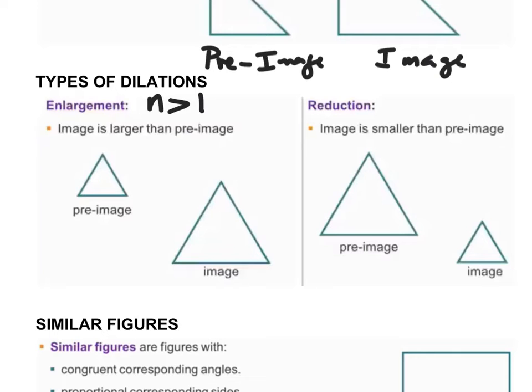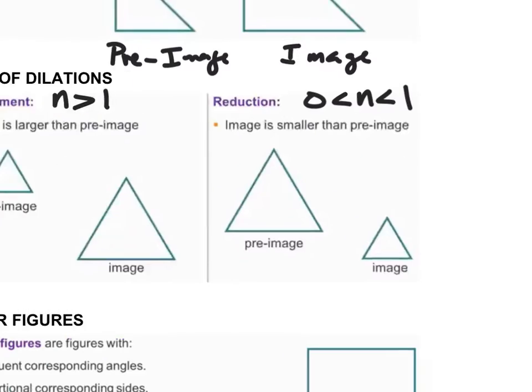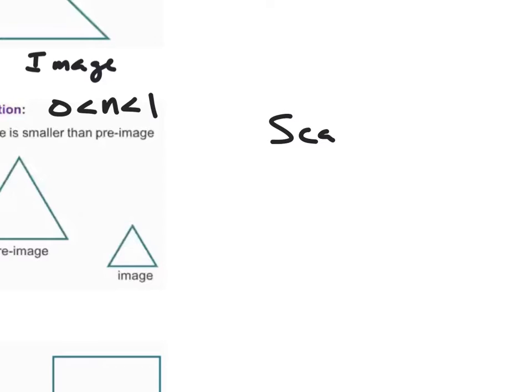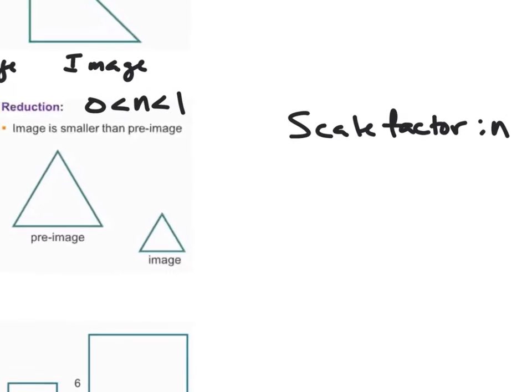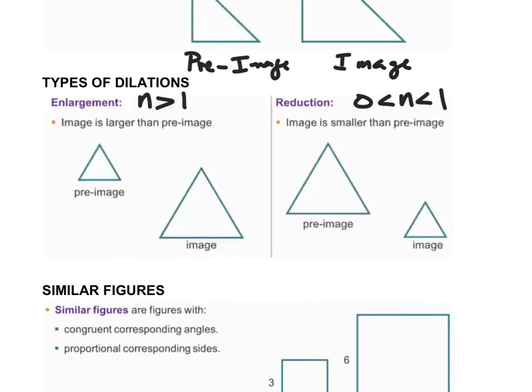And then a reduction means that the image is smaller than your pre-image, okay? And that's when your scale factor is between 0 and 1. So your scale factor, and I use the value n, so let's write that your scale factor is n. And we'll talk more about what the scale factor is and how that works. But here your scale factor is greater than 1, meaning it's going to get bigger. Here your scale factor is between 0 and 1. Essentially, that's going to make it smaller.